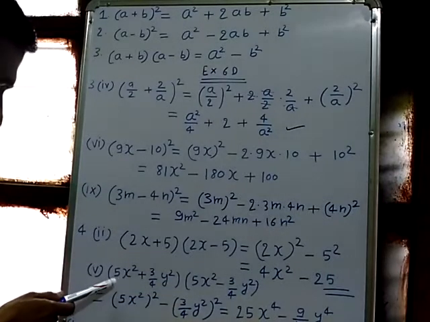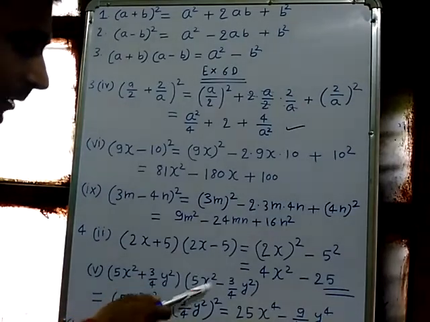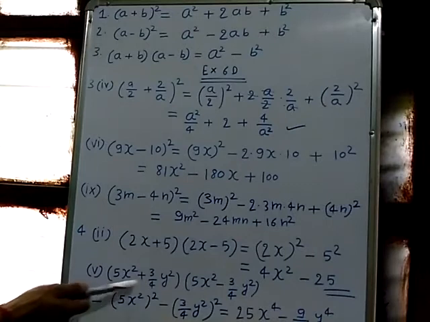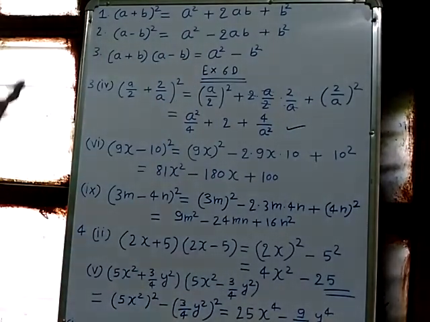Again, find the product of 5x square plus 3 upon 4y square with 5x square minus 3 upon 4y square. Again it is a plus b and a minus b, so again the third identity is applied: a square minus b square.